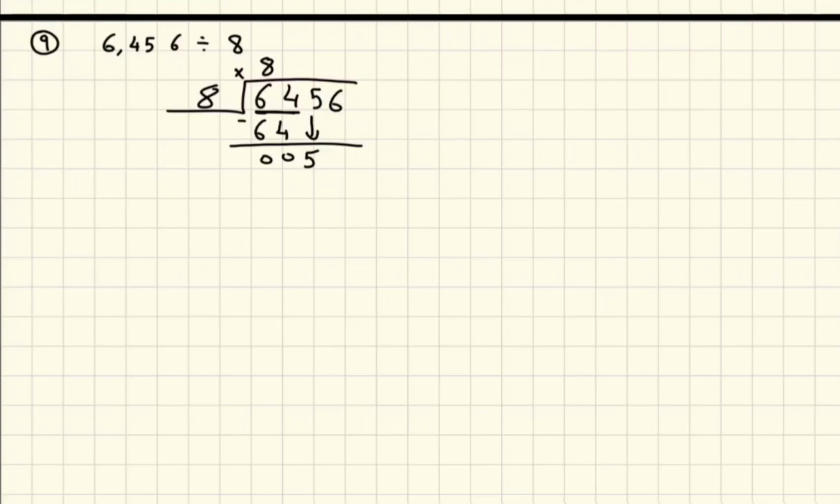8 times how much is a number smaller than 5? We don't have other option than 0. So 8 times 0 is 0. 5 minus 0 is 5. Now we take the 6 down. 8 times how much is 56? We know it's 7. And we write 7 on top. We multiply 8 by 7 is 56. And we subtract. So basically our answer here will be exactly 807 and the remainder is 0.